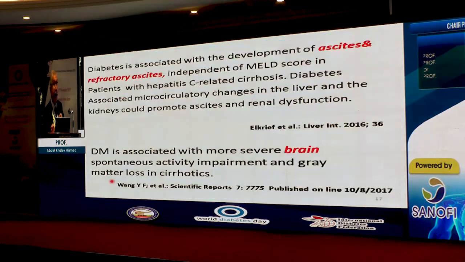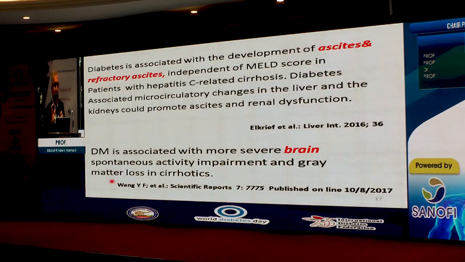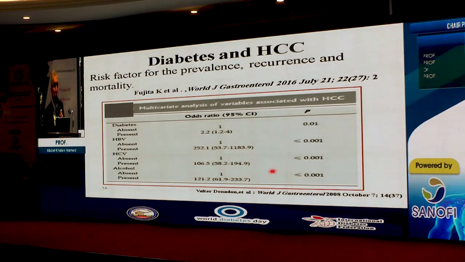طيب كمان الدايابيتس مع الليفر is associated with development of ascites and refractory ascites independent of MELD score in patients with hepatitis C related cirrhosis. Diabetes associated مع liver cirrhosis بيعمل more severe brain spontaneous activity impairment and gray matter loss in cirrhosis. Regarding HCC reported diabetes مع liver disease is a risk factor for prevalence, recurrence, and mortality.